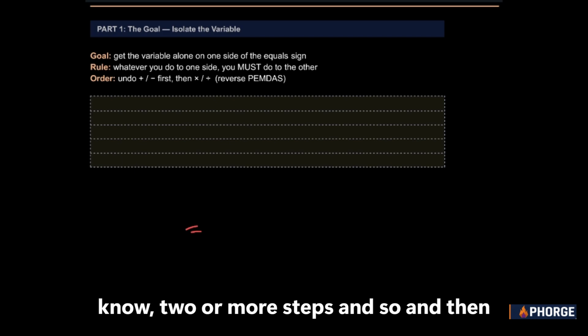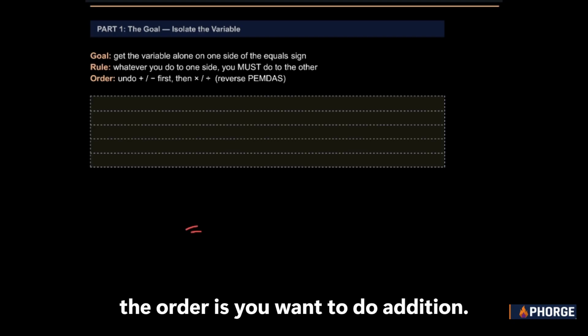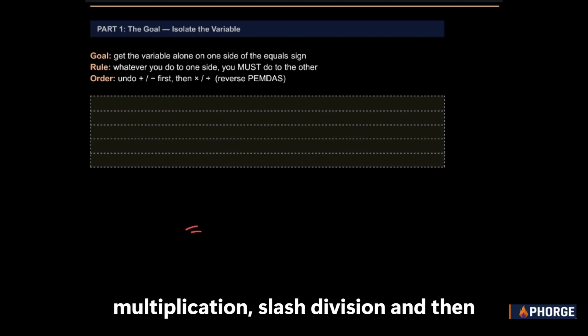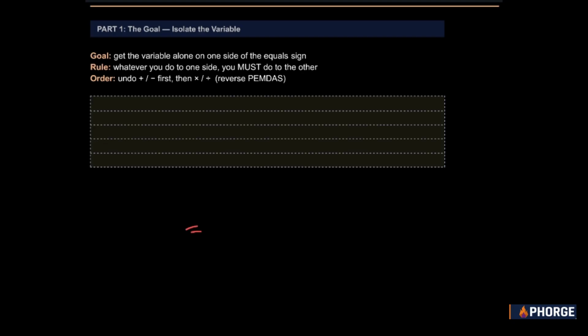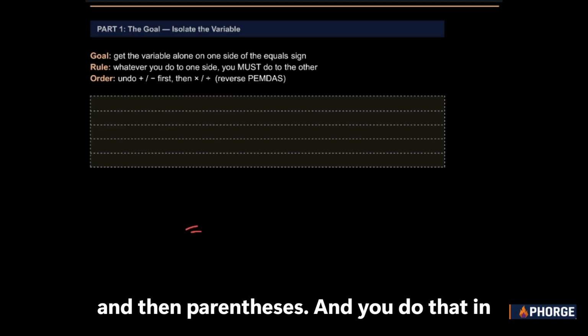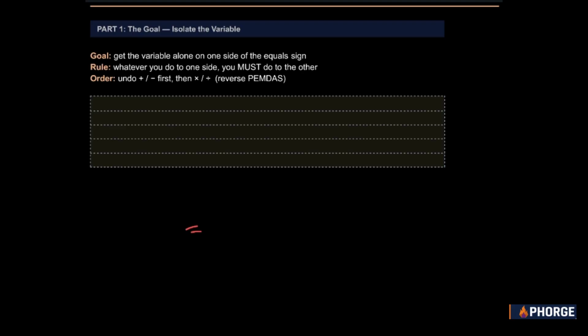The order is you want to do addition and subtraction first, then multiplication and division, and then any remaining exponents if you have any, and then parentheses. You do that in reverse of the PEMDAS order.